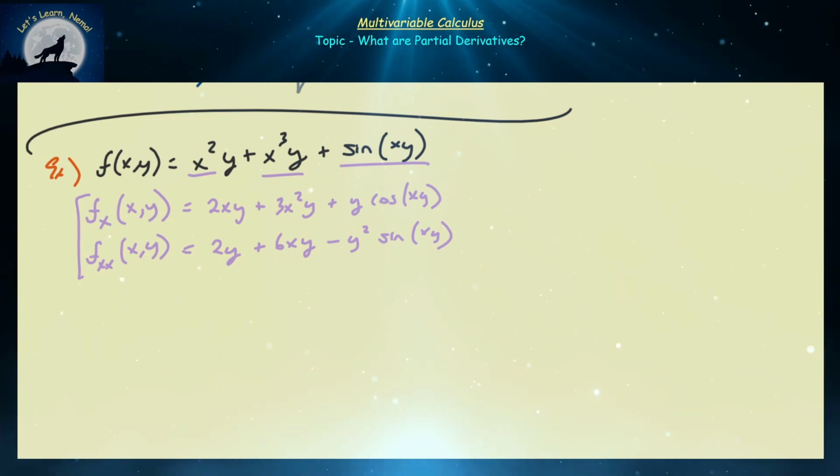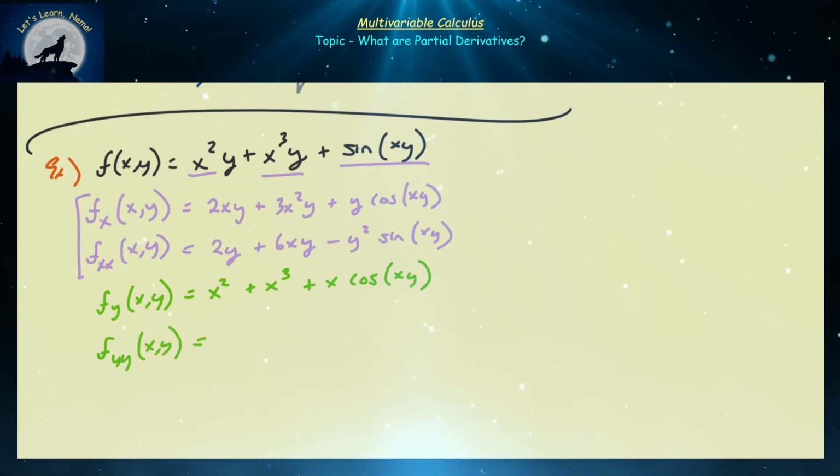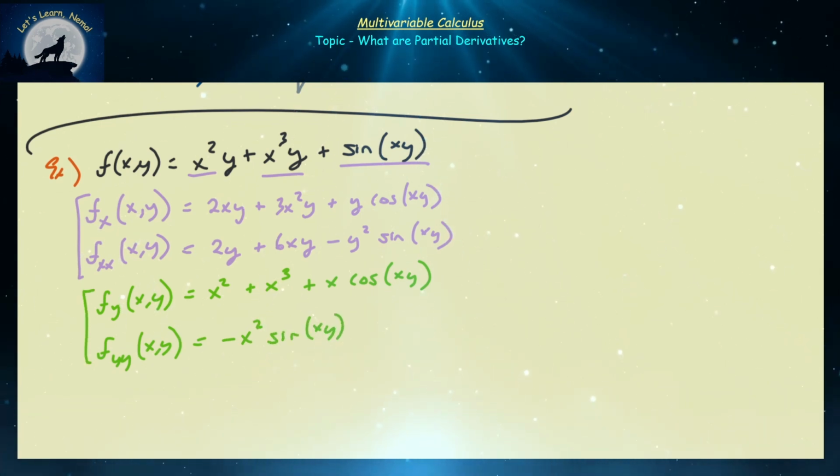Now, how would it look for y? So f_y(x,y) will be equal to, x is going to be a constant, so we're just going to have x². Again, we're going to have x³, and then since x is a constant, x will come out, so we're going to have x cos(xy). And if we look at the second order partial derivative, that's going to be equal to what? x² and x³ are just constants, so they differentiate off to 0. And x is going to come out again for our cosine function, and we're just going to have minus x² times sin(xy). So those are the first and second order partial derivatives with respect to y.